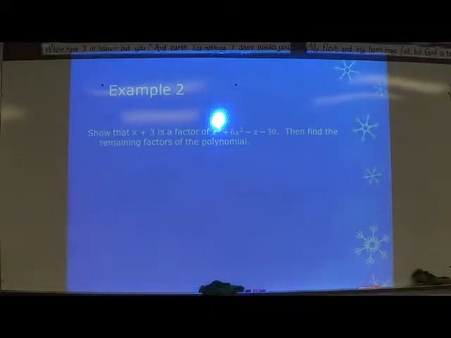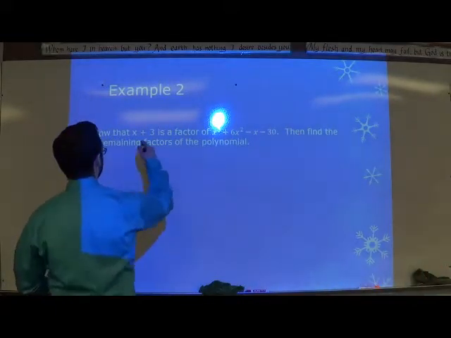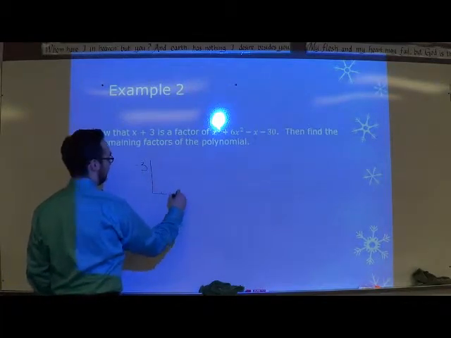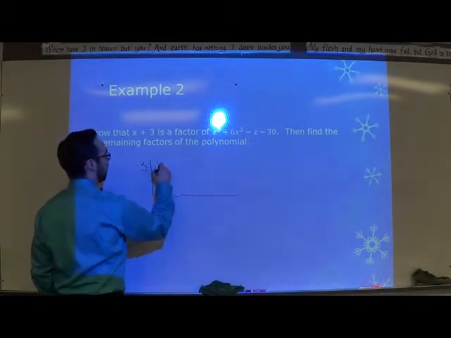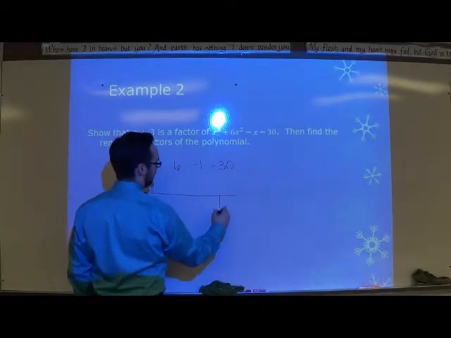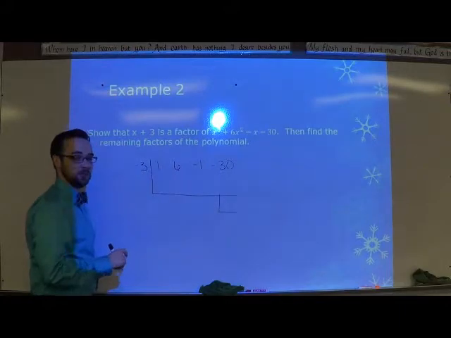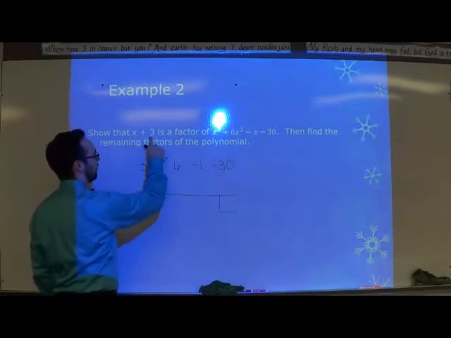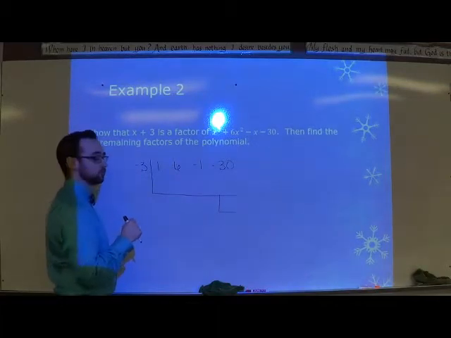More practically, let's see how this works. I think it's a lot easier just to practice it. Show that x plus 3 is a factor of x cubed plus 6x squared minus x minus 30. So what I do is I take this, remember we take the opposite of this, so negative 3, and I want to show it's a factor. So I put all my coefficients, and I need to show that my remainder is going to be 0. If it's 0, that means this is a factor of that polynomial.